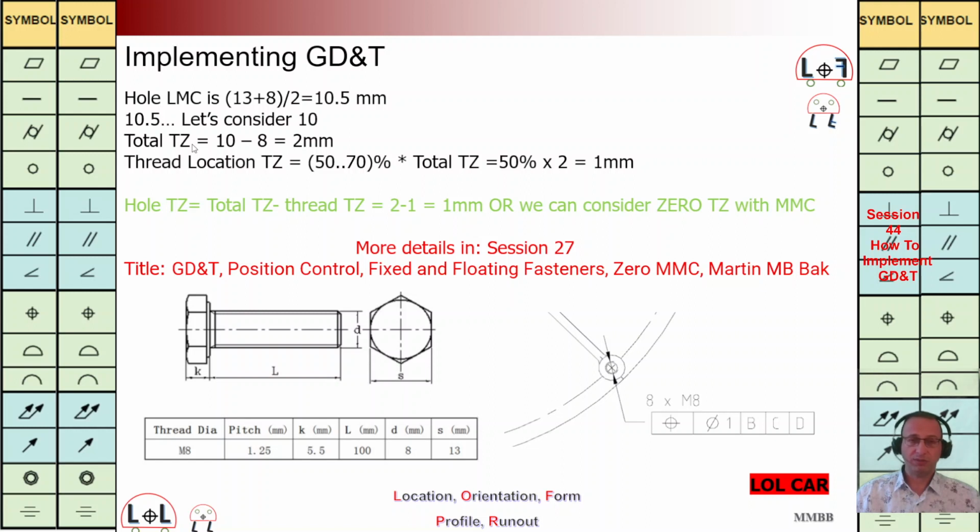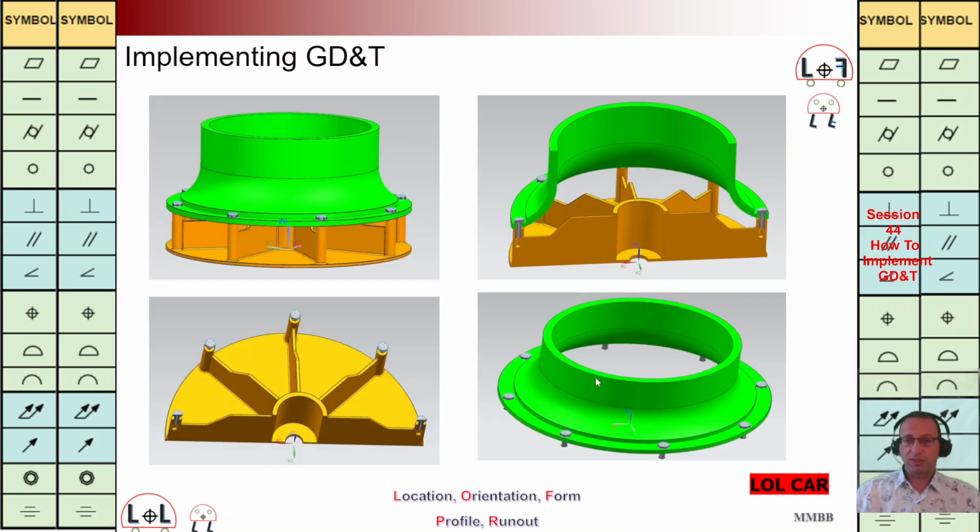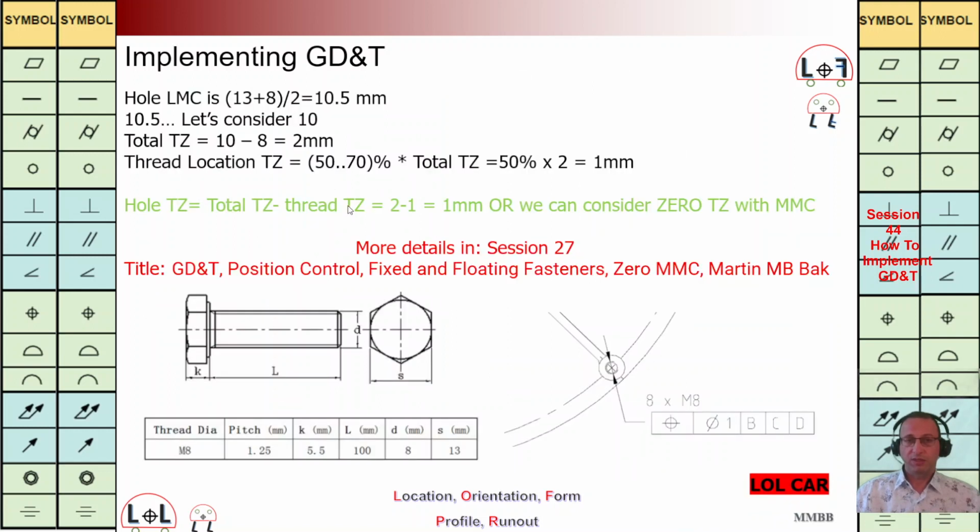As we have talked about, we are going to have 50 to 70% of the total TZ for the threaded hole. If we consider 50%, we are going to have 1. That's why in this second box, as we can see here, we are going to write 1 for this threaded hole. Whenever we implement GD&T for this yellow component, we need to keep in mind that the total TZ equals 2. In a coming session, we will talk about that.